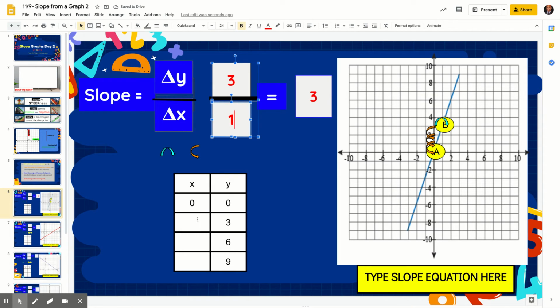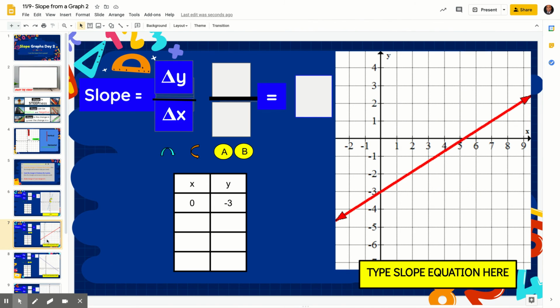Change in x is 1. 0 plus 1 is 1, 1 plus 1 is 2, and 2 plus 1 is 3. So our slope equation, to type it out here, would be y equals our slope, 3x. That is how we do today's assignment.